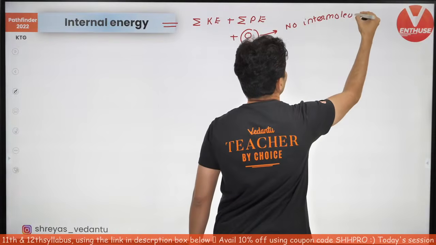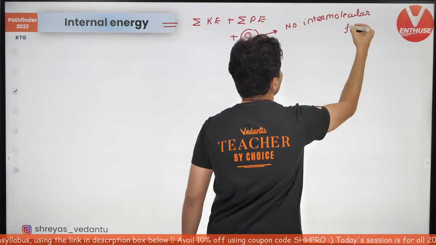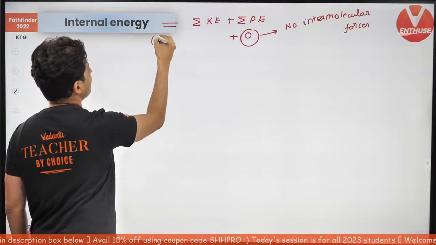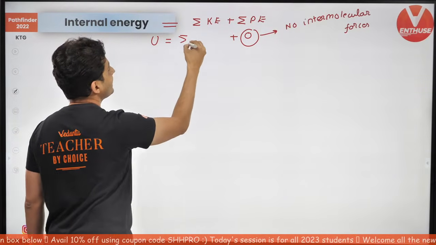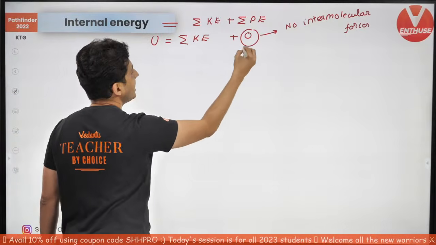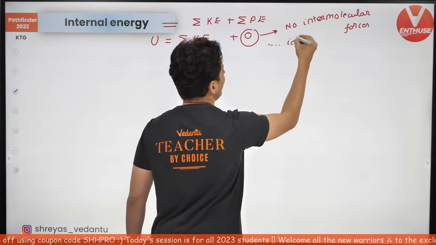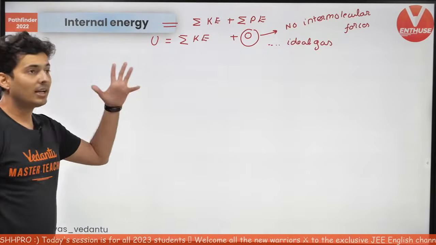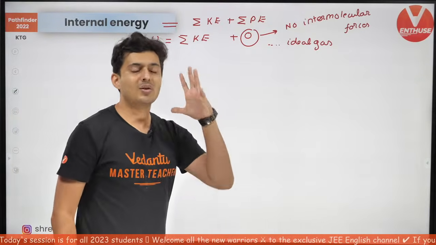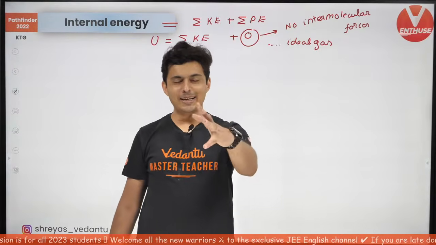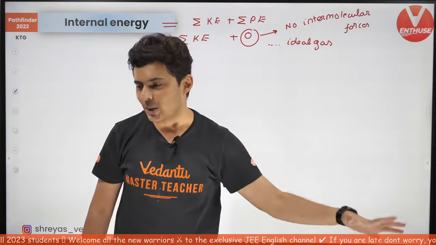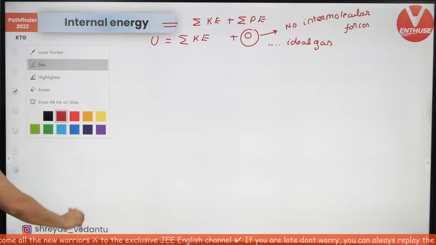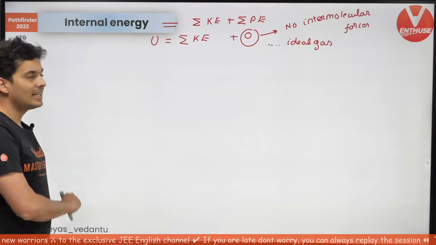No intermolecular forces. Very, very important. So the only energy, internal energy which is there, is basically the sum of kinetic energy, and this is true for an ideal gas. Very, very important. So the internal energy is only the kinetic energy for an ideal gas because potential energy is not there at all. Now, if you try to calculate this, how much is that internal energy?